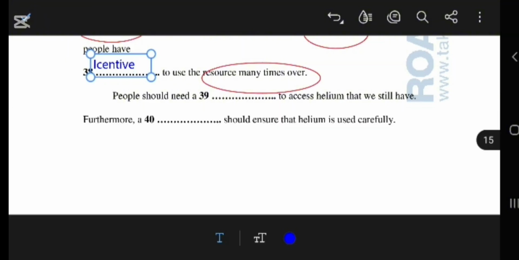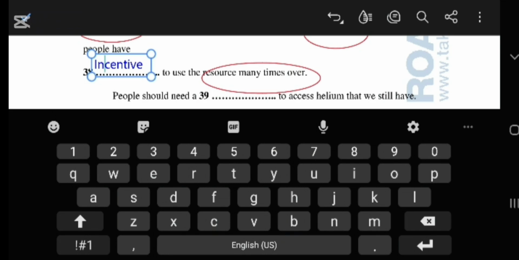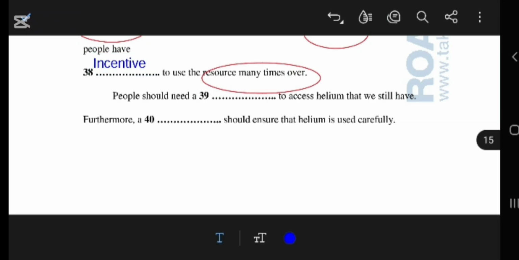Incentive. Please always make sure of your spellings. Right now, people should need a dash to access helium that we still have. People should need a dash to access helium that we still have.